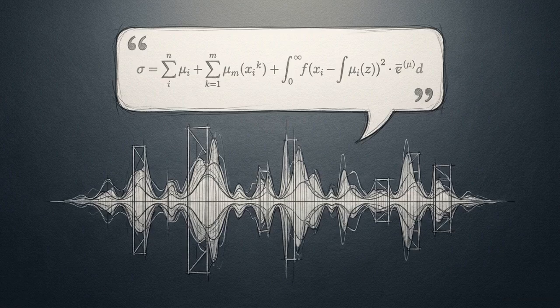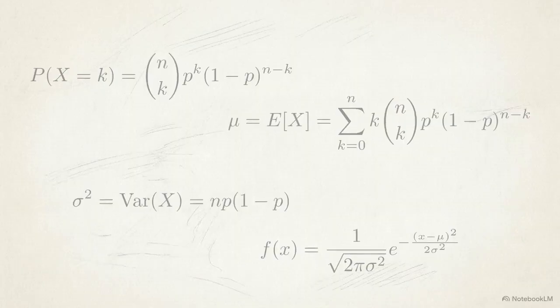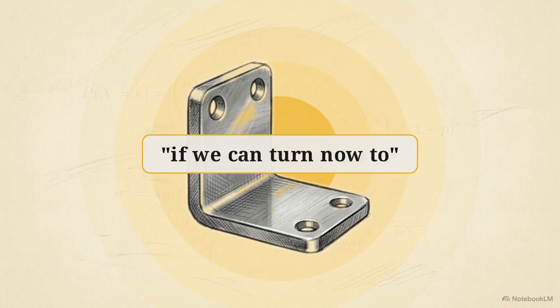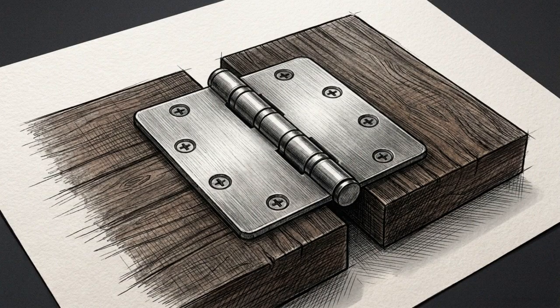Let's test your ear with a specific sequence. So that was the binomial distribution. If we can turn now to the standard deviation parameters. In this moment, you should ignore the complex math and focus entirely on the structural hinge. The structural hinge is the transition phrase, "if we can turn now to." That tiny string of words dictates the entire shift in focus.